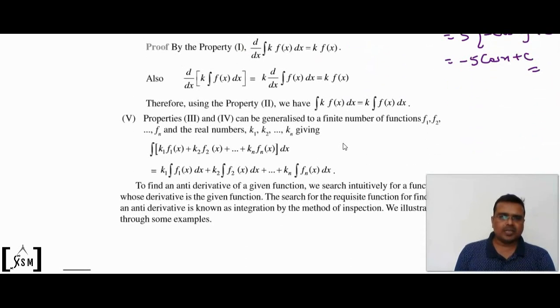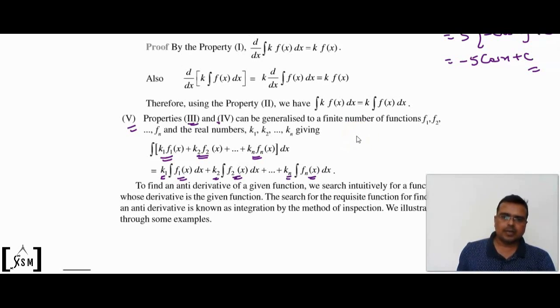Now this fifth property is just the extension. If you have to integrate k1 f1(x) plus k2 f2(x), and like that up to kn fn(x), where k1 up to kn are constants, you will simply take the constants out of each integration, and you just need to integrate f1(x), f2(x), up to fn(x). So basically it is the extension of the third and fourth properties.